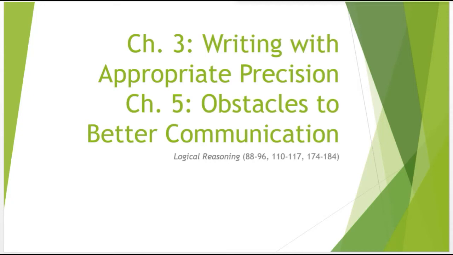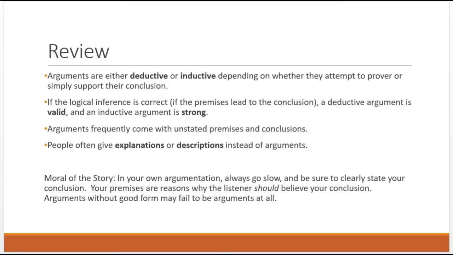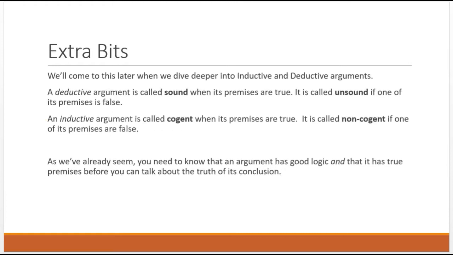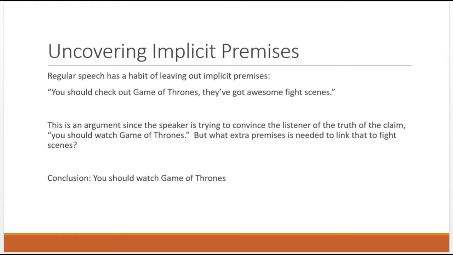All right, well, here we are in Lecture C for this week. Last time, we were talking about deductive and inductive arguments. We learned the terminology valid and strong for those arguments, and we learned some ways in which these arguments, if they're not straightforwardly presented, can go wrong. We learned about implicit premises and implicit conclusions, and the danger that can cause for critical thinking.